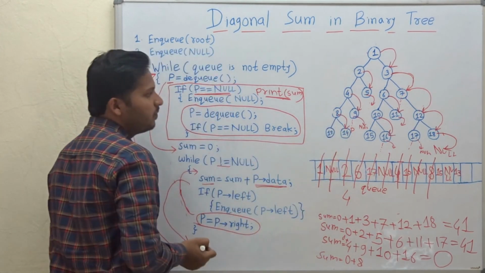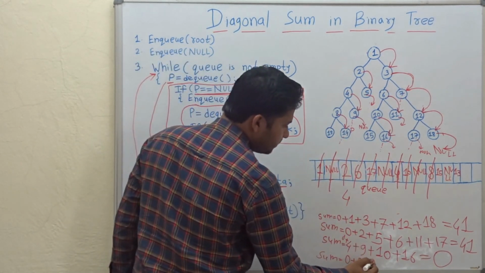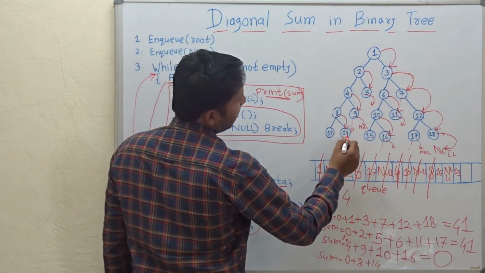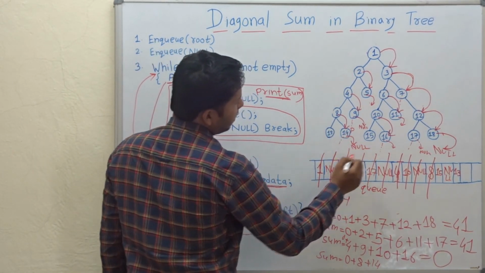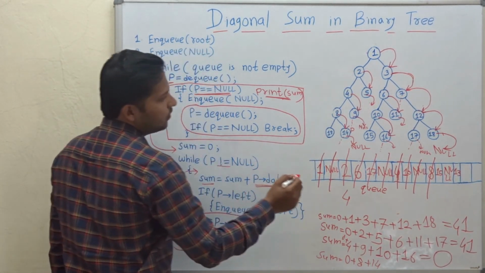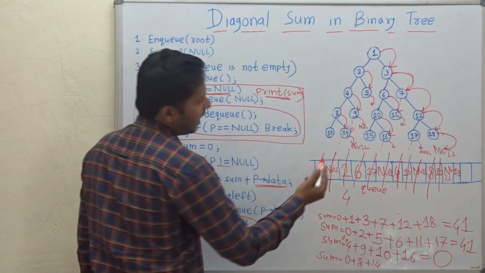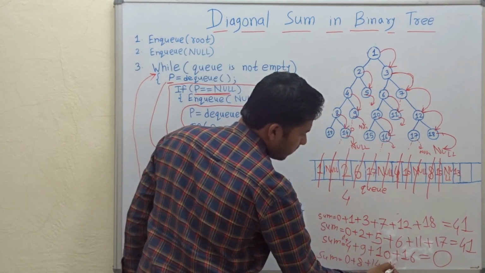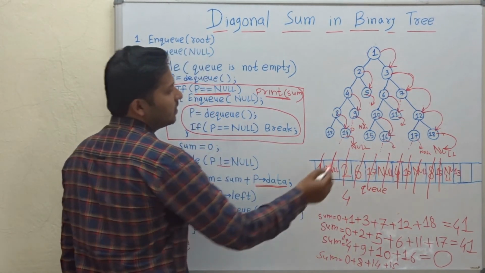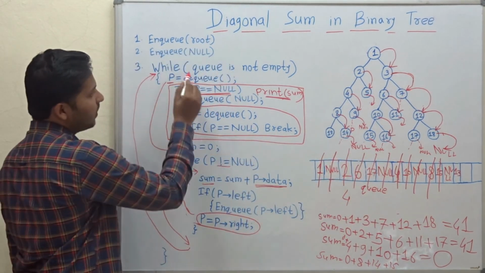So for 14, check whether it has a left child. No, it doesn't have. So just add 14 and jump to the right, that is null. So we come outside the while loop and we DQ again. Now when we DQ, we get 15 and we have to add 15 here now. So 15 doesn't have left child and right child, so we just jump to the right child, that is null, and we come outside this while loop.